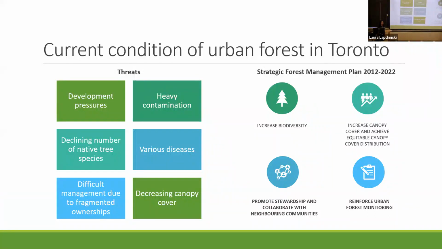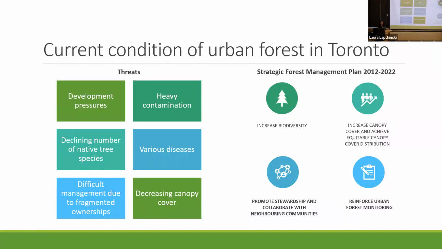However, there are a few concerns that threaten Toronto's urban forests. For example, development pressures increase with construction of new infrastructure that put more stresses on the surrounding environment, heavy metal contamination of urban soils, declining number of native tree species since tree selection is mostly reliant on non-native species, and growing diseases which are caused by invasive insects and pathogens such as European gypsy moth. Land ownership of urban trees tends to be mainly in private lands, which makes tree management more difficult, and there is decreasing canopy.